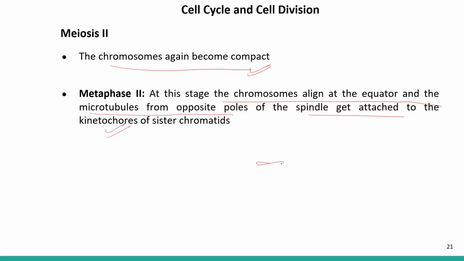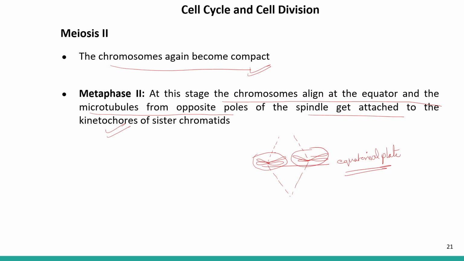So again, the chromosomes in this stage get attached to the equatorial plate. So this is forming the equatorial plate, right? And the spindle fibers are attached to the kinetochores, like this. So this is one chromosome and this is another chromosome.